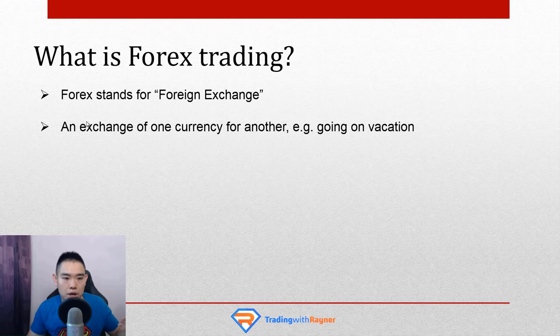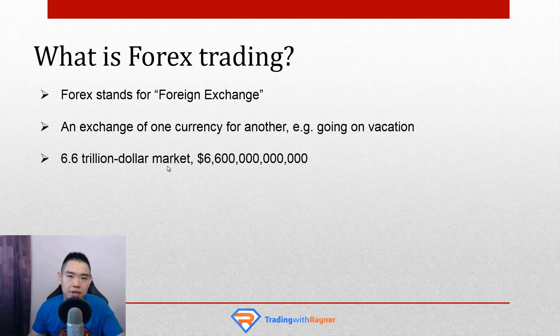And this is a $6.6 trillion market. The Forex market is a $6.6 trillion market. Look at the number of zeros, my man. The number of zeros is even more than the hair I have on my head. So that's a huge, huge market.